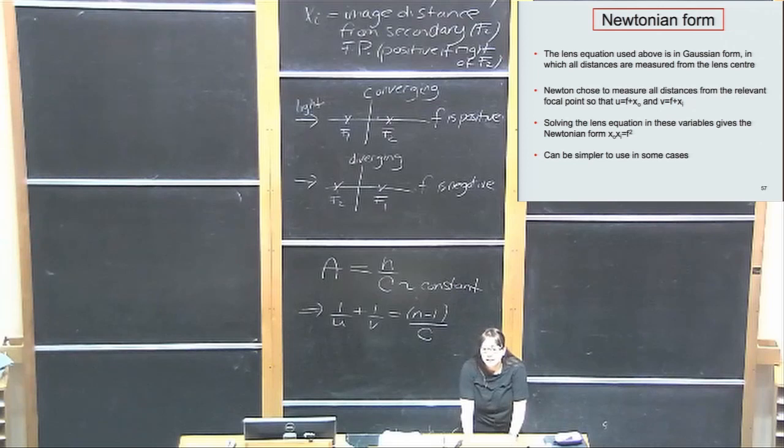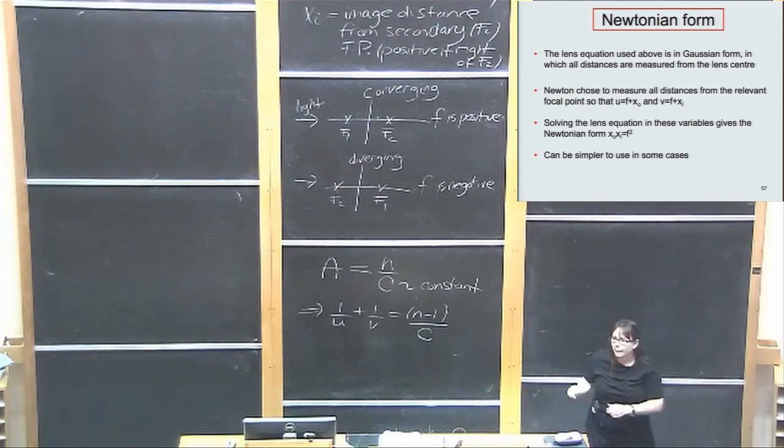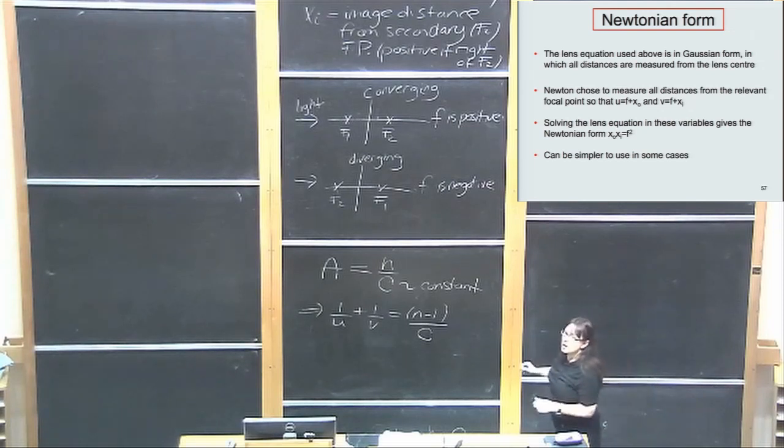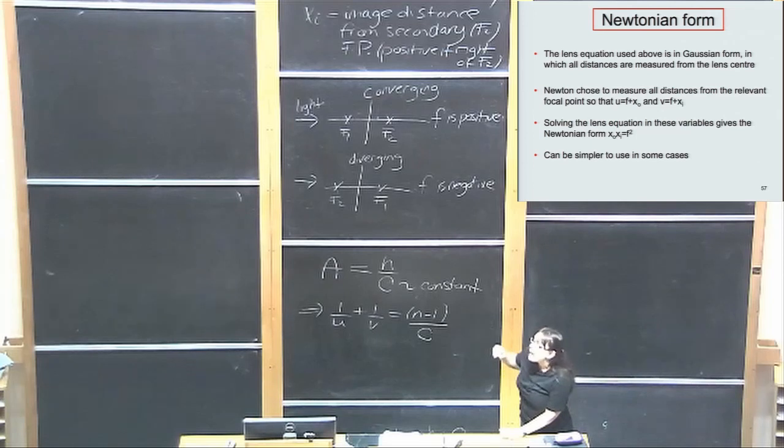Yes? Sorry, if the focal lengths are not equal, can the Newtonian form be simplified such that... The focal lengths are always equal to each other. For thick lenses it's not. Is there a simplification for thick lenses, that the Newtonian form is x1 x2 equal to something like that?